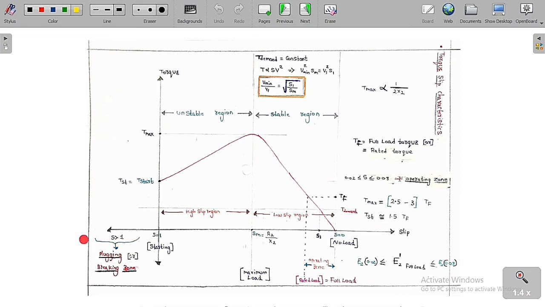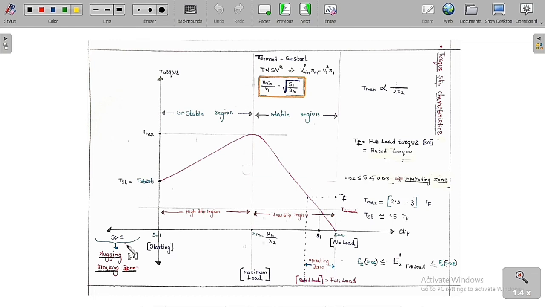See, for S greater than 1, this is called the plugging or braking zone. S is greater than 1 only when the rotor speed and the synchronous speed are opposite of each other. So whenever the rotor speed and the synchronous speed are opposite of each other, we say it is the braking zone or plugging zone.